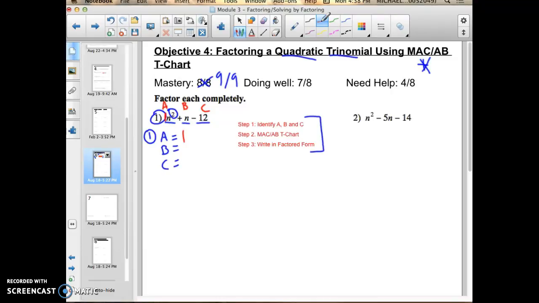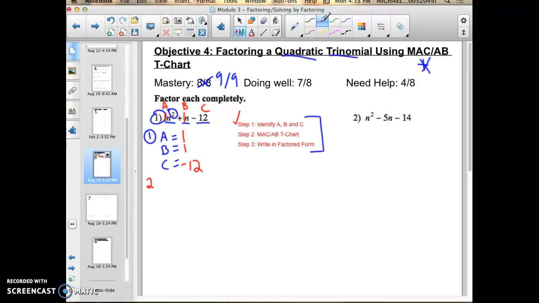For this number 1, if I look at the B term, there's no number listed there either, so I can also assume that my B term is 1. And then finally my C term is a negative 12. Please remember that if it's a minus 12, or a minus a number, I have to call that number negative. I have to include that minus with it. So I have done step 1. I've identified my A, B, and C.